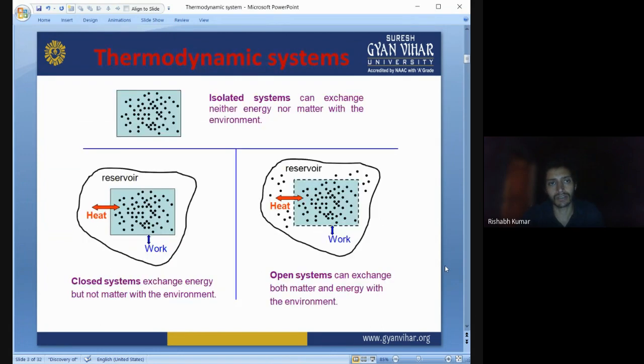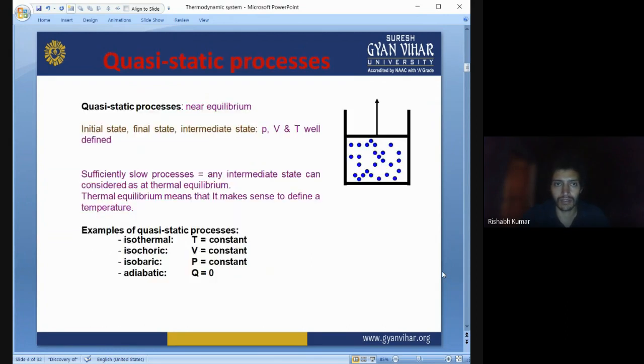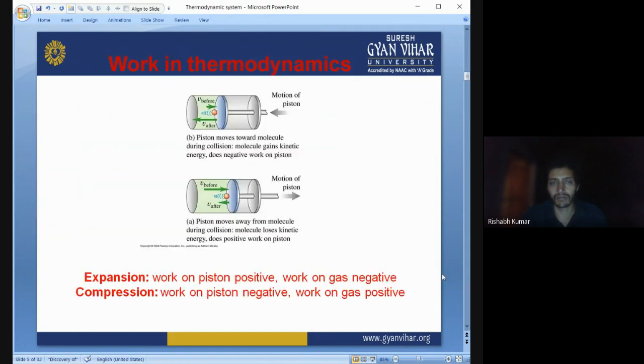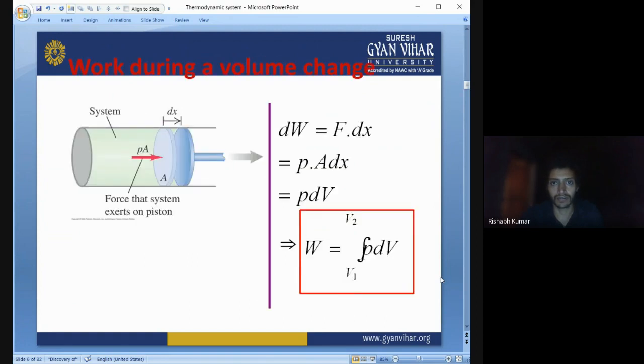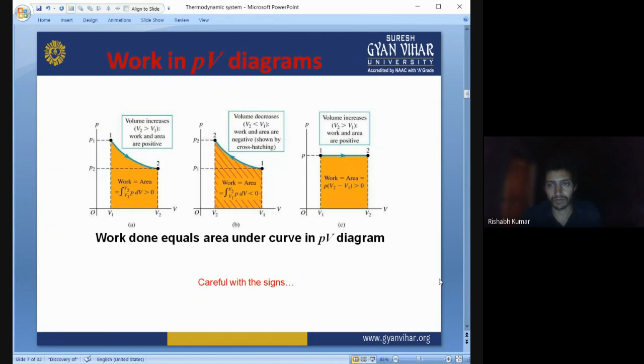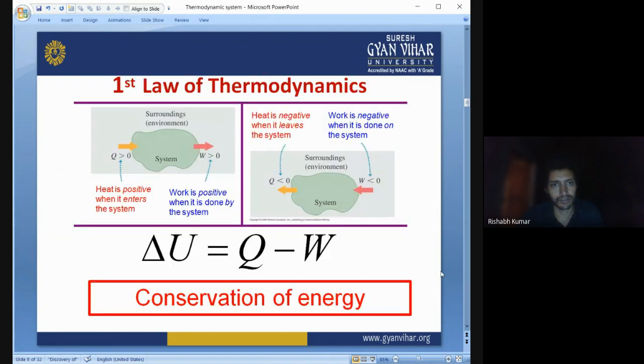Okay, so we have done these basics of thermodynamic processes. We have cleared some of the terminologies that are going to be used, like the different systems, what quasi-static and non-quasi-static processes are, what is work done by the system, and what is work done on the system, right? System and surroundings we have already done. Work done is the area under the PV curve, the pressure-volume curve. We have already done this, right?